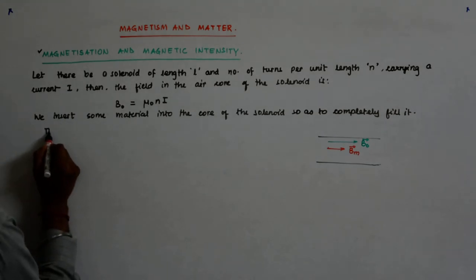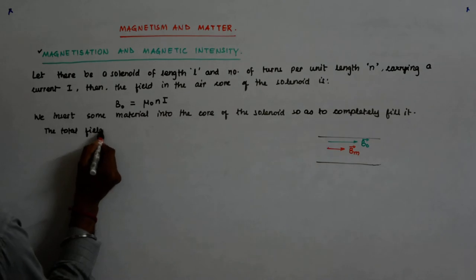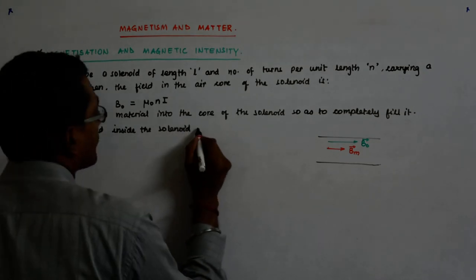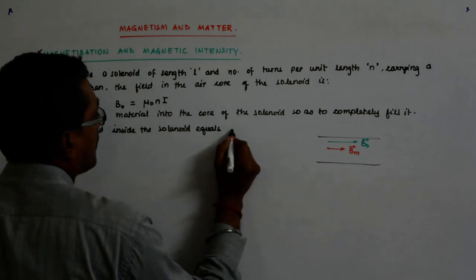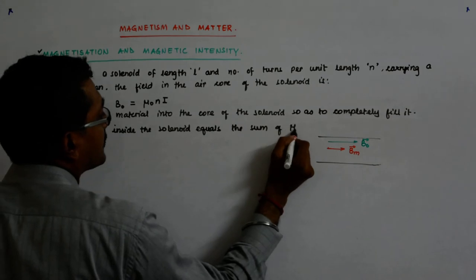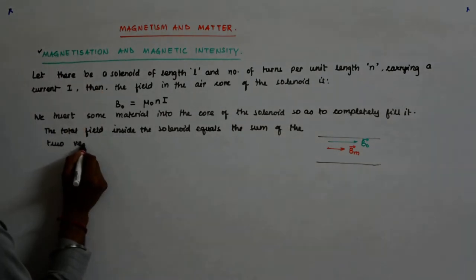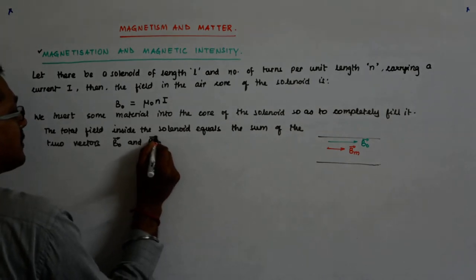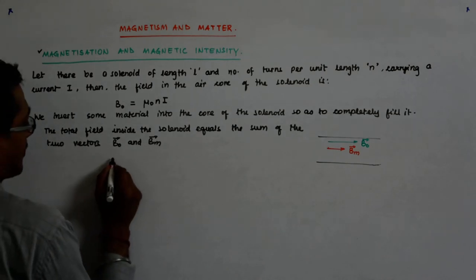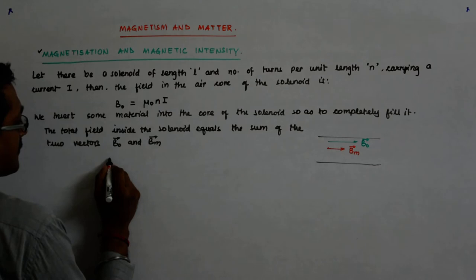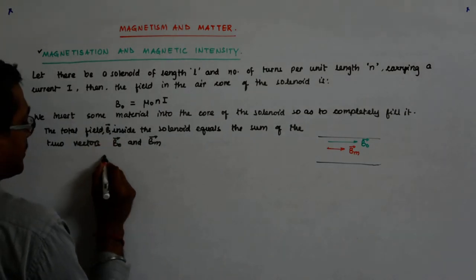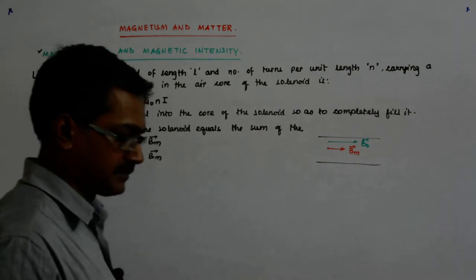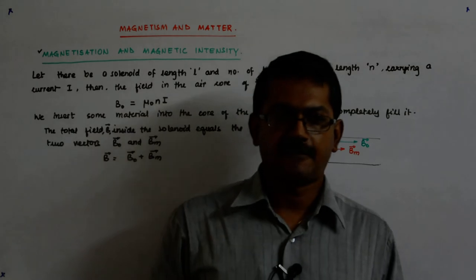So the total field inside the solenoid equals the sum of the two vectors B naught and BM. Okay. And this field I decide to call B. So B is equal to B naught plus BM. Okay. Fine.